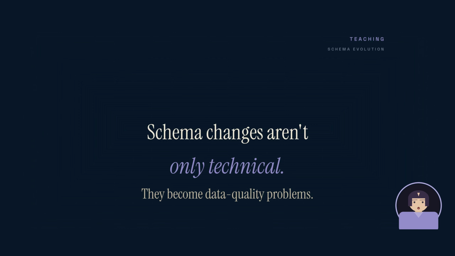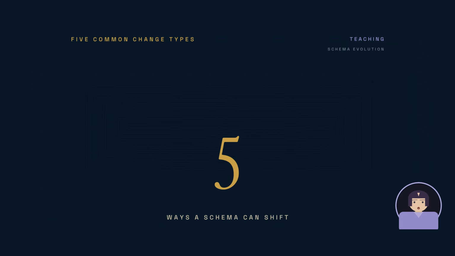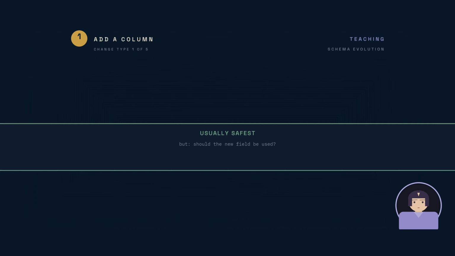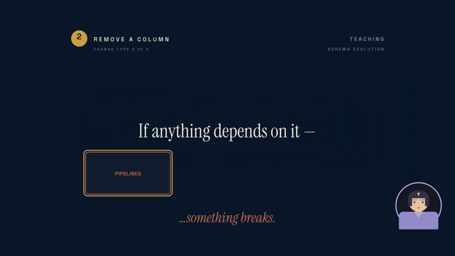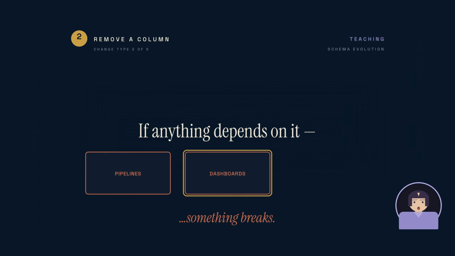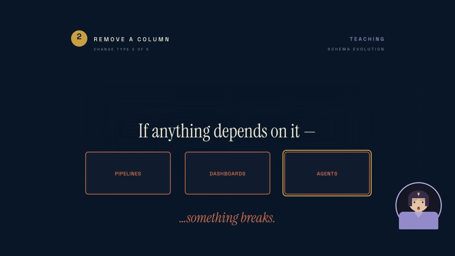There are several common types of schema change. The first is adding a column. This is usually one of the safest changes, but downstream systems still need to know whether the new field should be used. The second is removing a column. If pipelines, dashboards, or agents depend on that field, something will break. The third is renaming a column. To a human, this may look like a small cleanup. To a data pipeline, it can look like a completely different field.